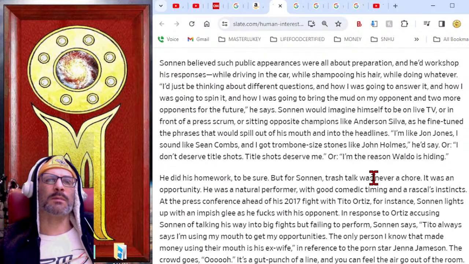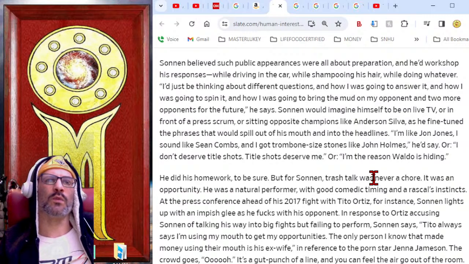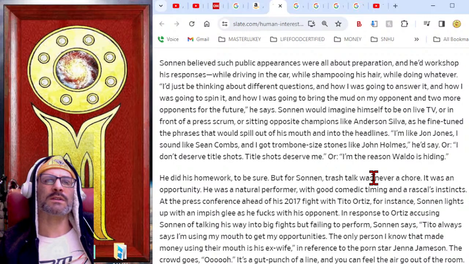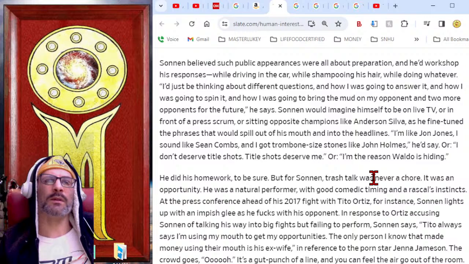Sonnen believed such public appearances were all about preparation, and he'd workshop his responses while driving in the car, while shampooing his hair, while doing whatever. "I'd just be thinking about different questions and how I was going to answer it, and how I was going to spin it, and how I was going to bring the mud on my opponent and two more opponents for the future," he says.